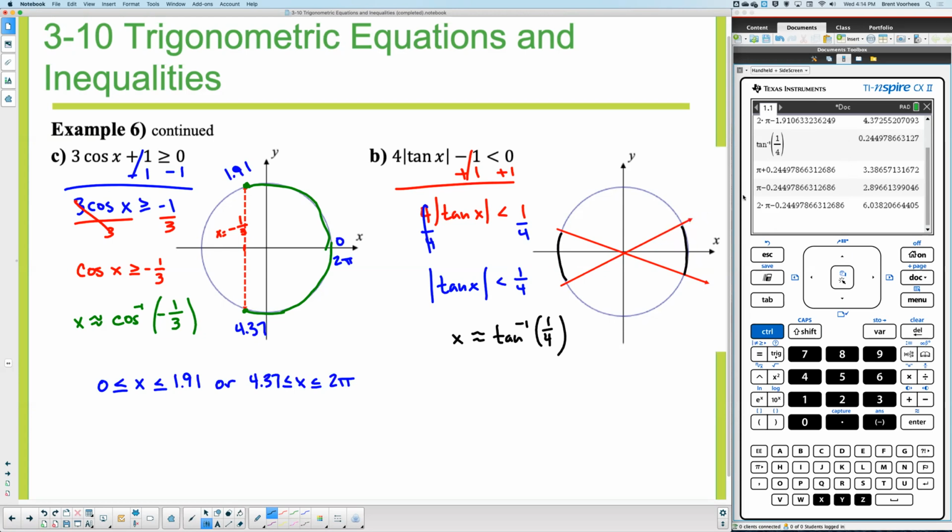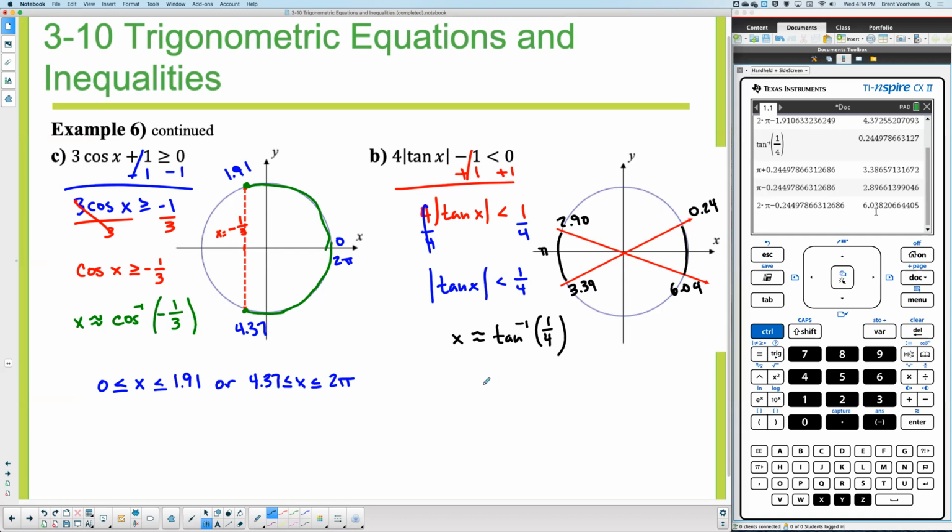So writing in these values, the calculator says this is 0.24. This value would be pi minus, which was 2.90. This value would be pi plus, we're going to need that, it's 3.39. And then this value is 2 pi minus, that's going to be the 6.04.